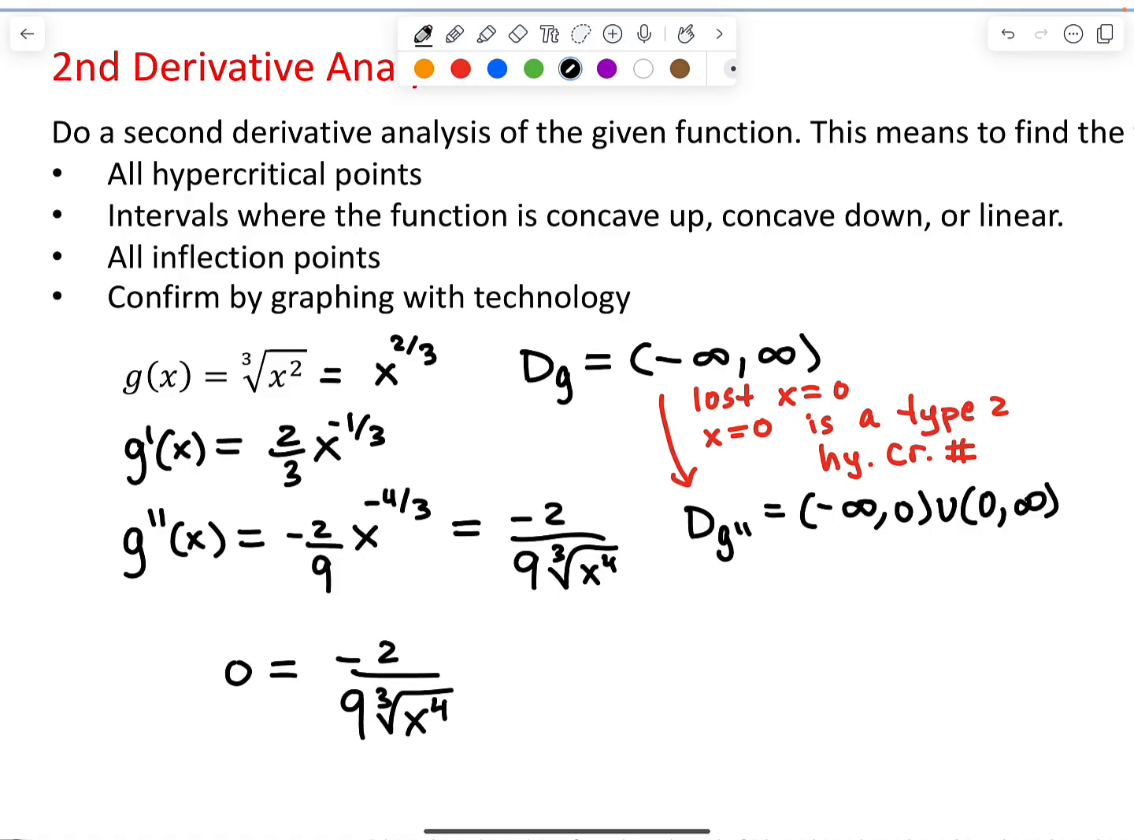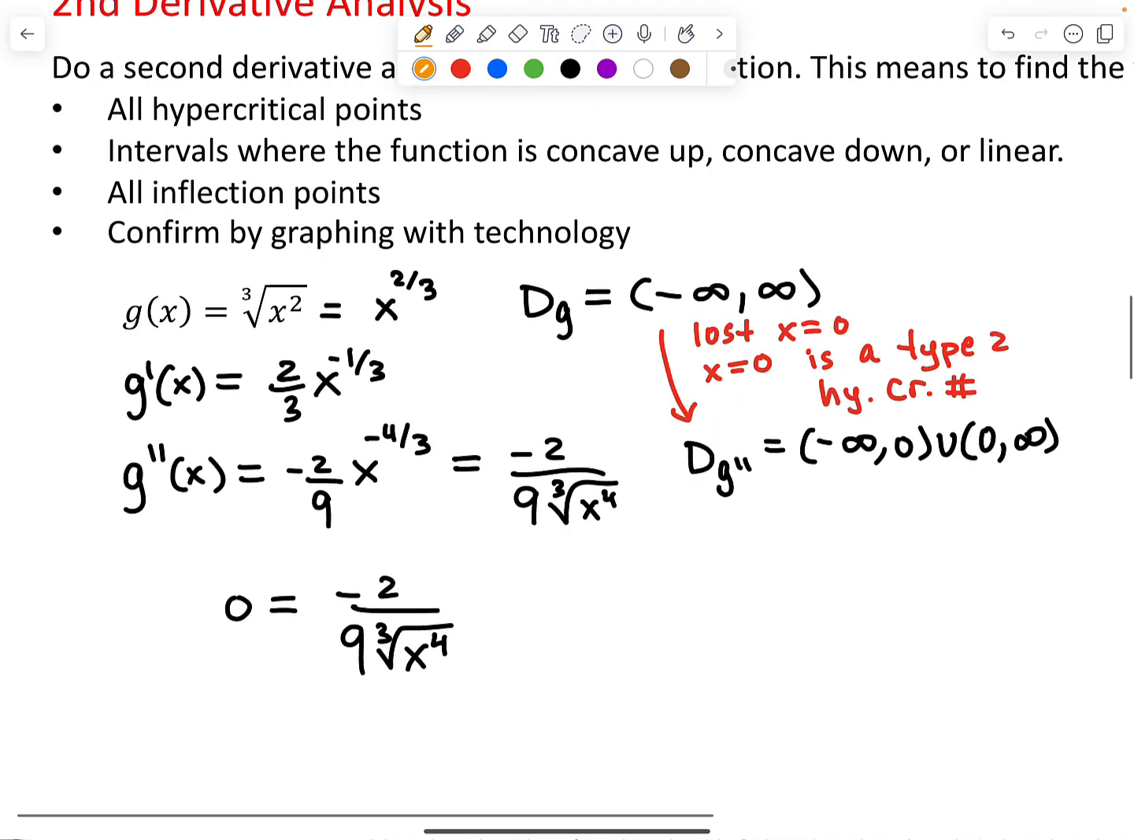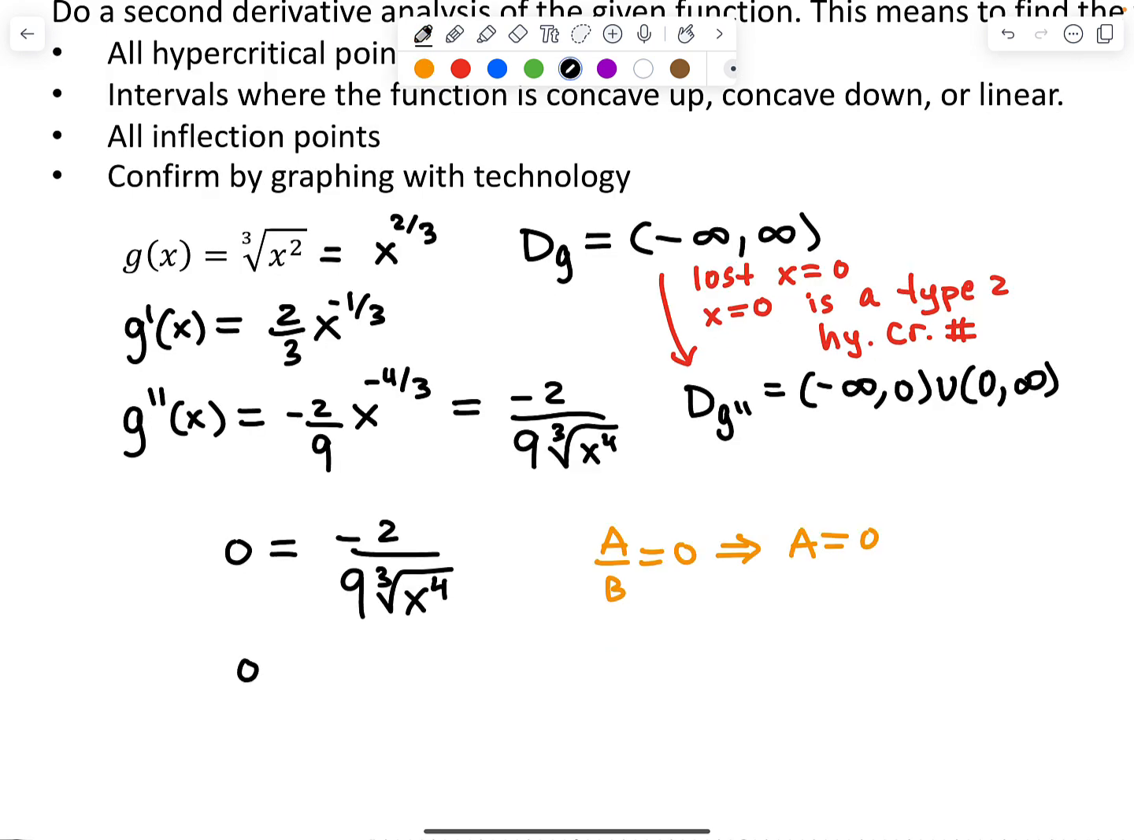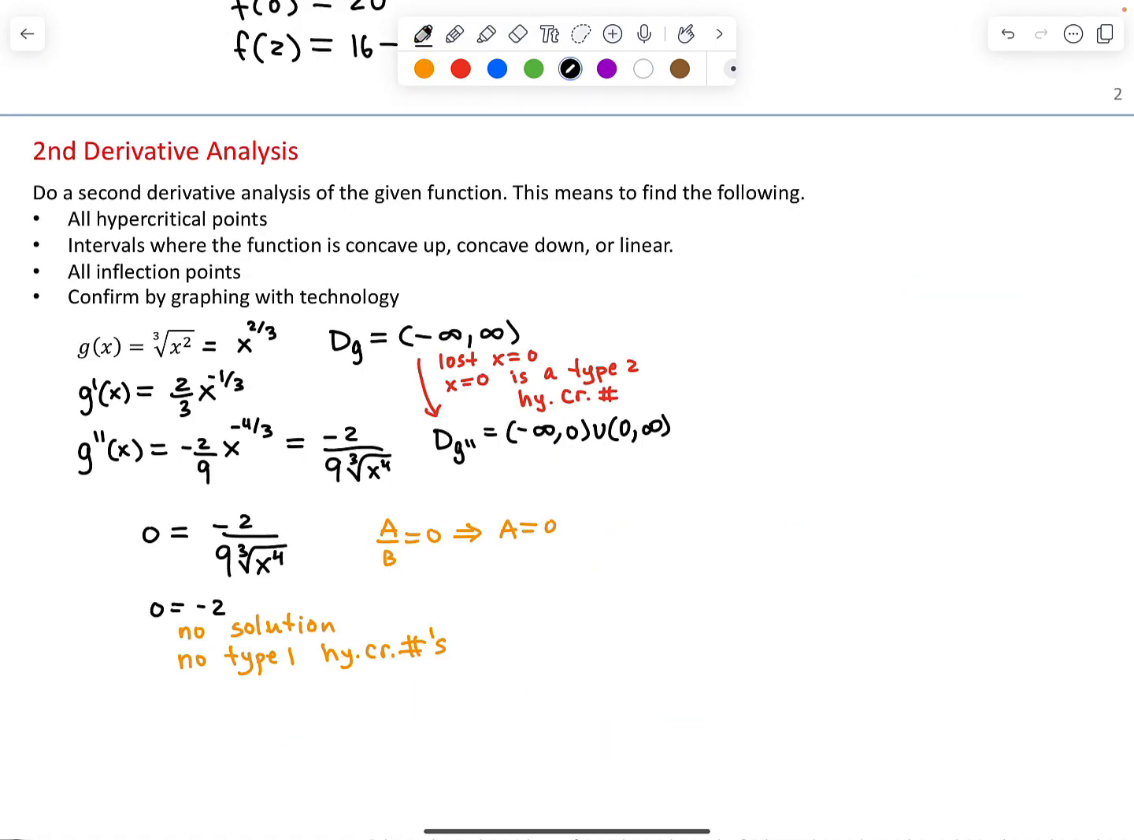Set the second derivative equal to 0 and solve for x. If you have a fraction, a over b, equal to 0, that implies that the numerator must be 0. If I set the numerator equal to 0, this is an impossibility. There's no solution, so there are no type 1 hypercritical numbers. Next we make our number line that represents the domain of G, so all real numbers. We put on it the only hypercritical number, which was 0, a type 2 hypercritical number.